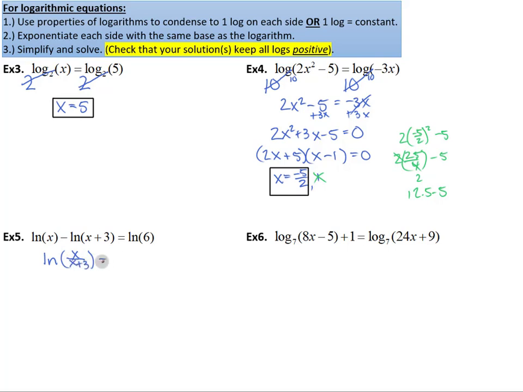So using the quotient property of logarithms, we can write this as one logarithm on the left. Okay, now we have one logarithm on each side. Our base is e, remember, for the natural log, so we're going to exponentiate each side using e as our base. So these will end up canceling out on both sides, and we're going to get x over x plus 3 equals 6.